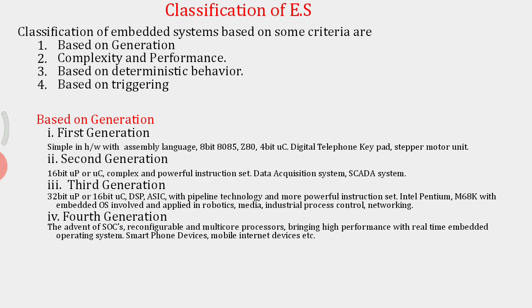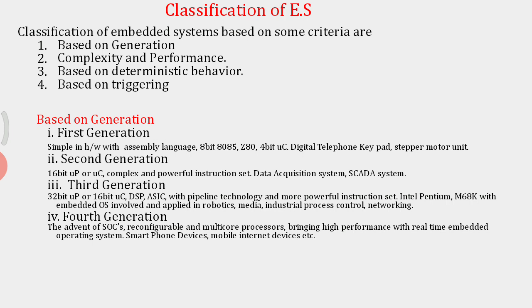Here we'll go for a classification of embedded systems. Classification of embedded systems is based on some criteria: based on generation, based upon complexity and performance, based on deterministic behavior, and based on triggering. We'll go through each criterion here. First one, based on generation. This is divided into four: the first generation, second generation, third generation, and fourth generation.